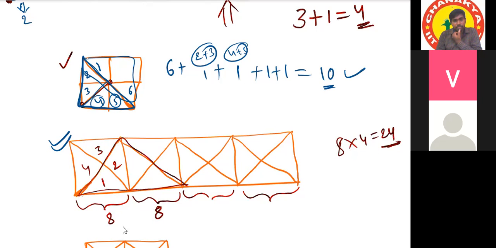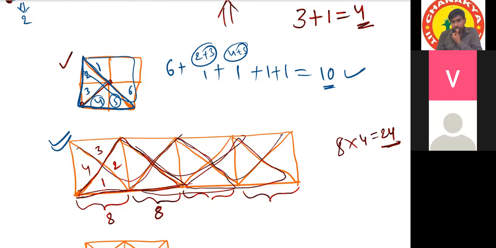Yes or no? This is an extra 6: 1, 2, and then 3. The same type of triangles will be there with the above base: 1, 2, and then 3. So 8 into 4 is 32, plus 6, 38. 38 is the answer.